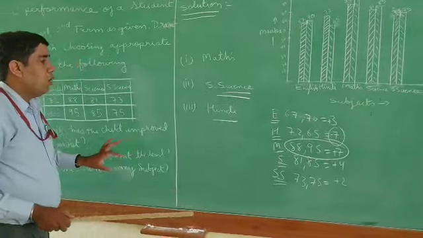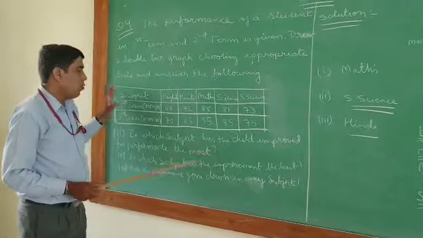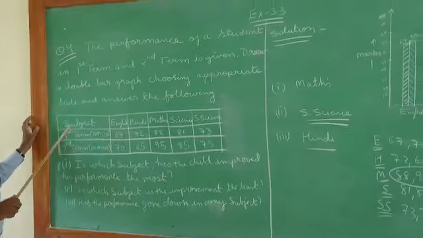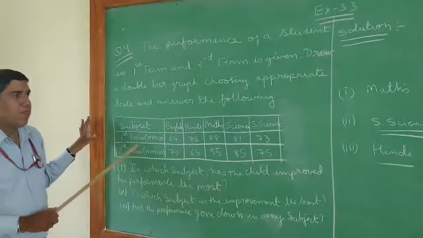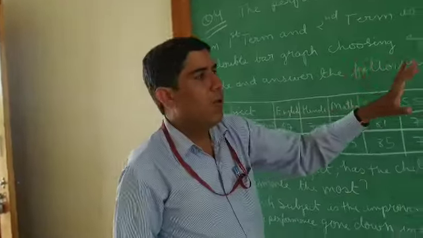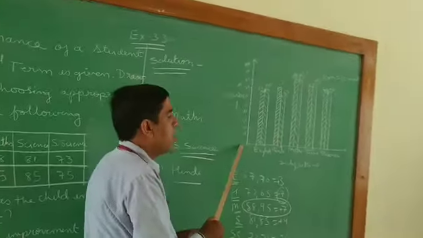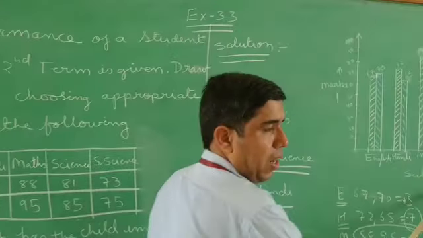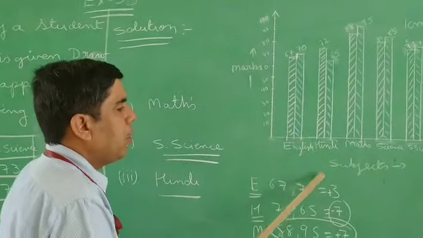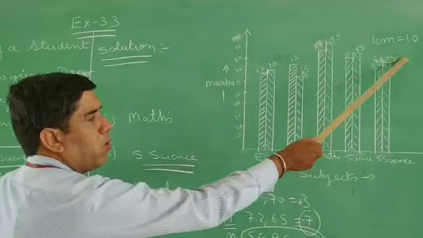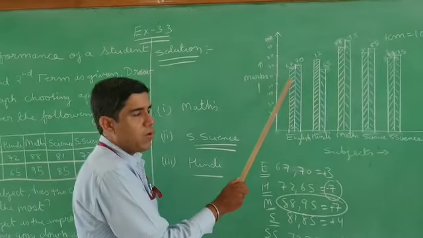Right. Now let me discuss this question once again with you. As you can see the table here, on the basis of the table I have drawn the bar graph. You have to draw the bar graph. So you have to take the marks here and subject here. Right? Marks here and subject here. 1 centimeter is equal to 10 marks. Right, here I have taken that.